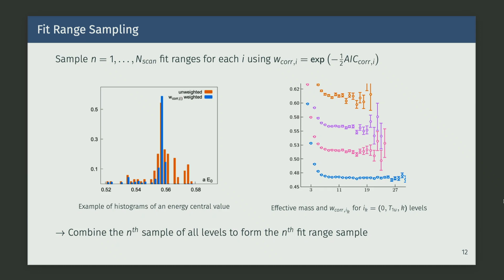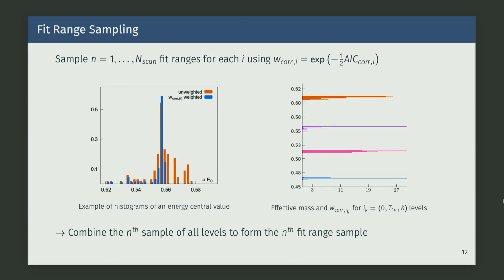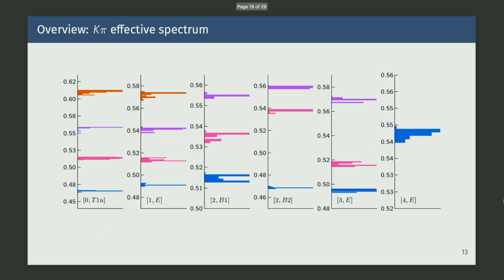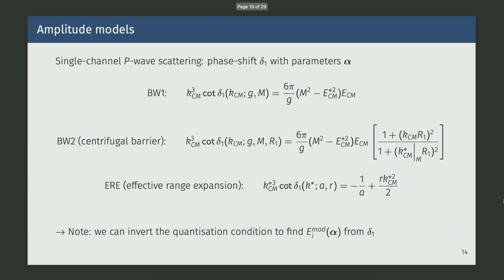And in general, what we're doing is replacing the effective mass plot like this by something like a spectrum of histograms. So we combine all these levels step by step, sample by sample, and form this fit range sample. So this is what the previous picture turns into. So just a lot of histograms on each rep.